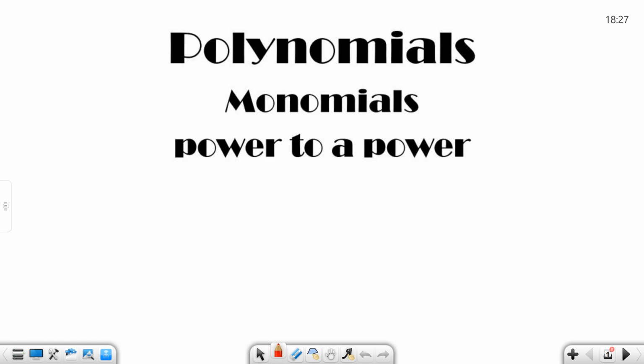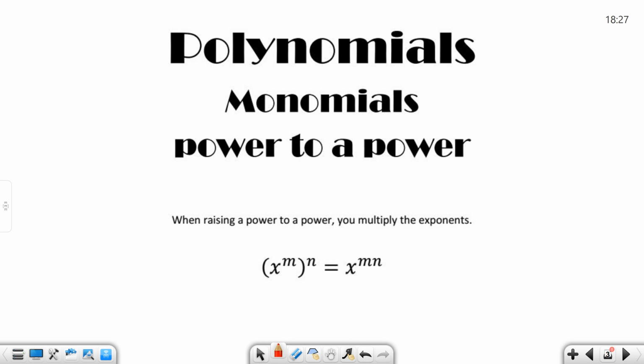Polynomials. Monomials, again, one term, power to a power. So when raising a power to a power, you multiply the exponents. And the rule looks like this. You have one base, x, and then you have two powers. That's why it's a power to another power. Right? Two powers to one base.